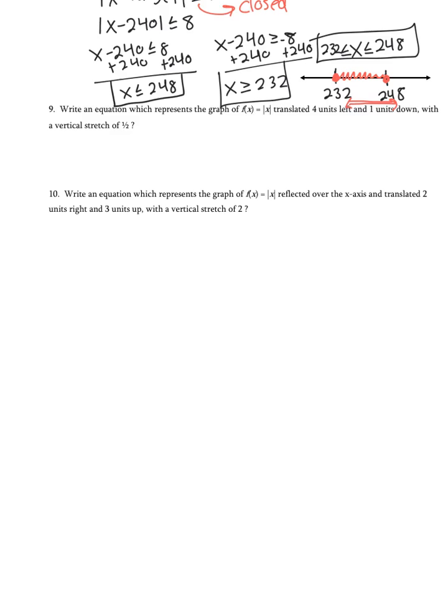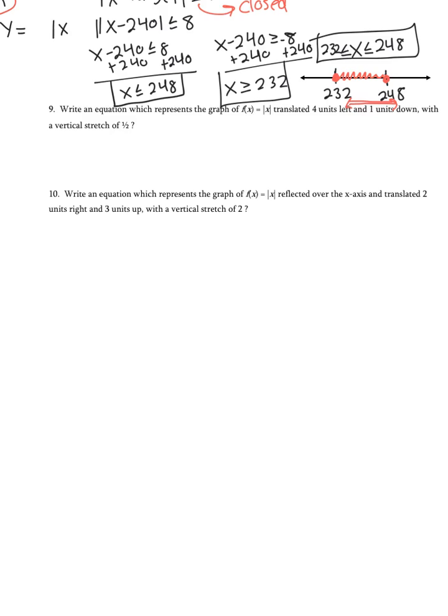Okay, for number 9, there's a typo here as well. This should not say stretch, this should say compression. Okay. So this question is all about you building the equation given pieces of information. You were given that your parent function is the absolute value of x. You were given that you're going 4 units to the left, you're going 1 unit down, and you have a vertical compression of 1/2. So I'm going to start with y equals, and I'm going to put an absolute value of x somewhere in there.